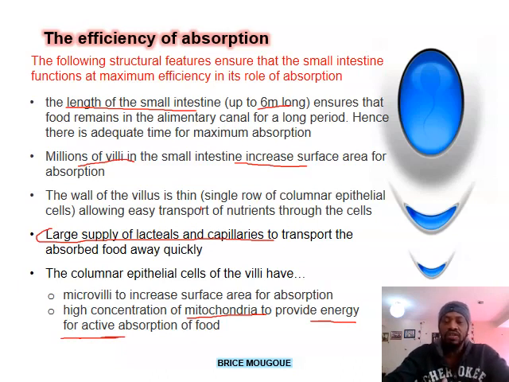So with a large amount of mitochondria, we are then guaranteed that if substances need to be transported actively, then there will be enough energy to support that requirement in energy for active transport. Hence, a large number of mitochondria will be present in the cells of the columnar epithelia of the villi. So these are the points that facilitate absorption.